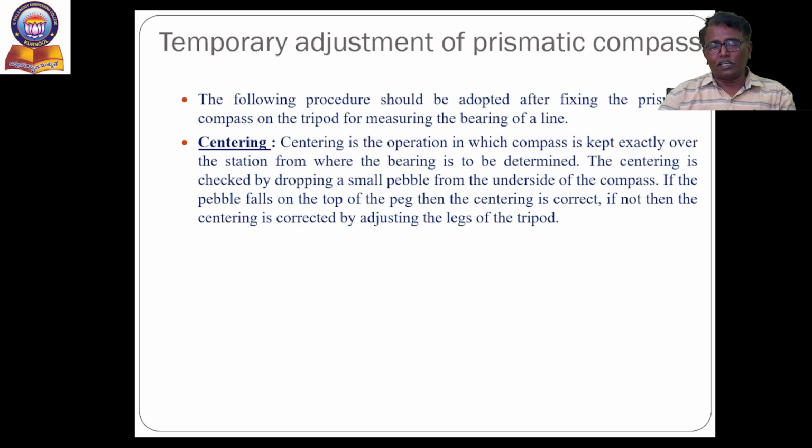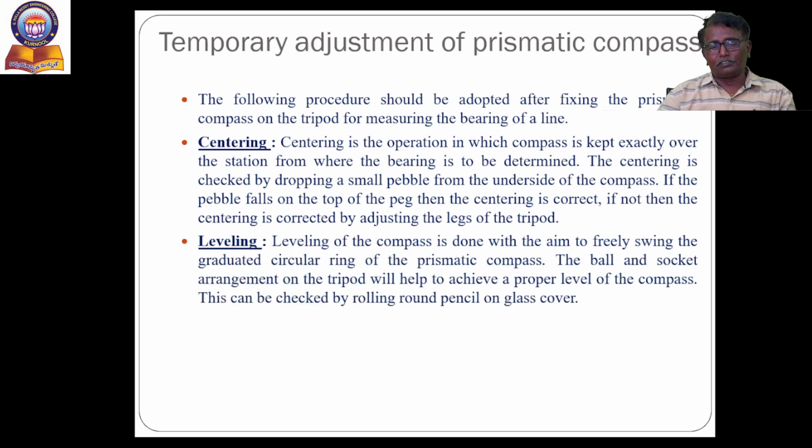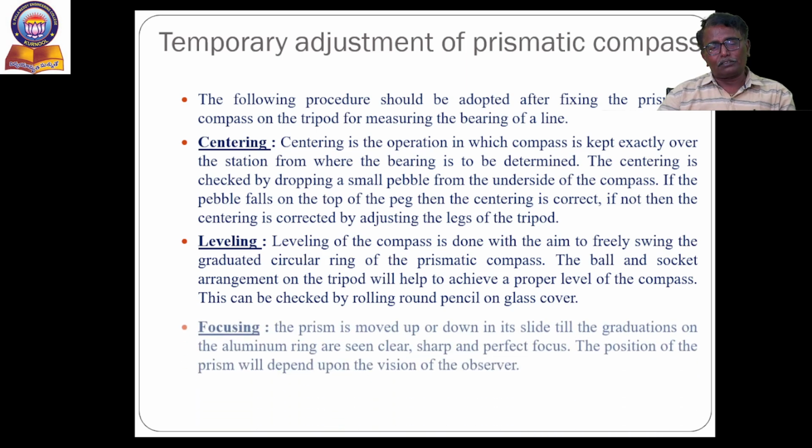If not, then the centering is corrected by adjusting the legs of the tripod. And the next operation is leveling. Leveling of the compass is done with the aim to freely swing the graduated circular ring of the prismatic compass. The ball and socket arrangement on the tripod will help to achieve the proper level of the compass. This can be checked by rolling a round pencil on the glass cover.